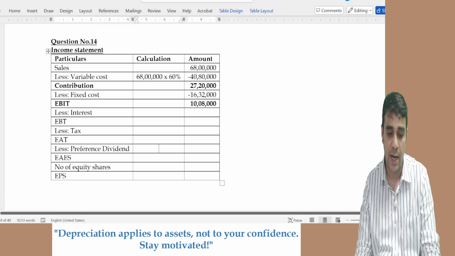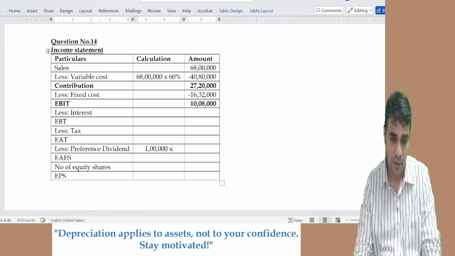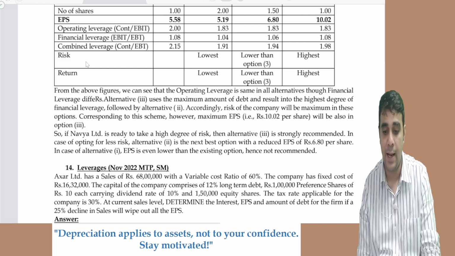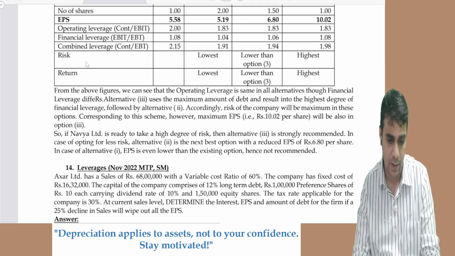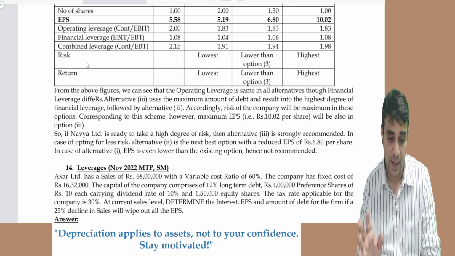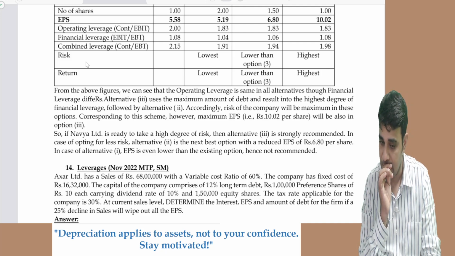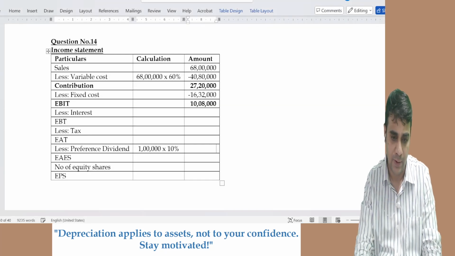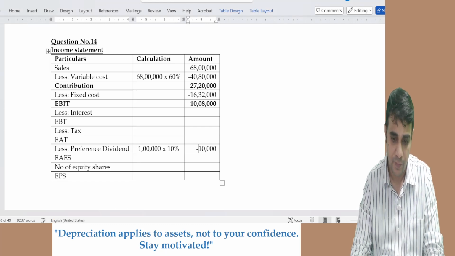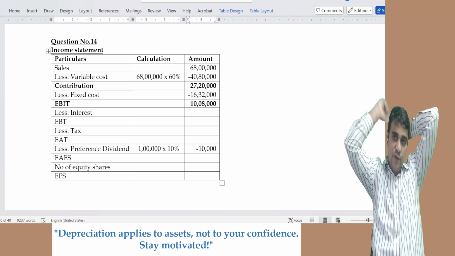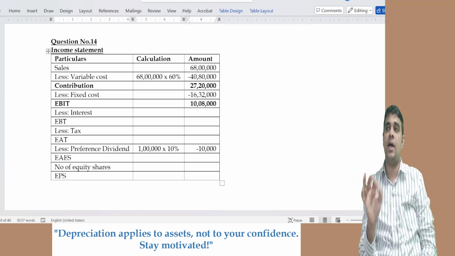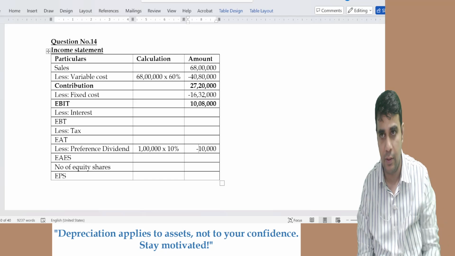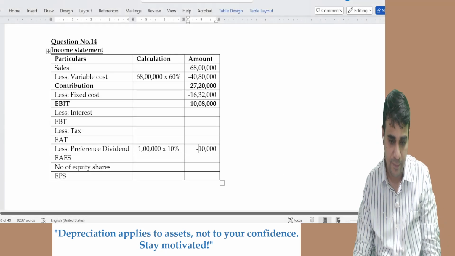1 lakh preference shares of rupees 10. Not sure if it's rupees 1 lakh or if a typing mistake has happened. I don't know, but I'll go with whatever. 1 lakh into 10%, 10,000. If it's rupees 1 lakh, 1 lakh into 10%. If it's 1 lakh shares, 1 lakh into 10 into 10%. I don't know if there's a typing mistake in the question, but let's go with whatever is there. Number of equity shares.